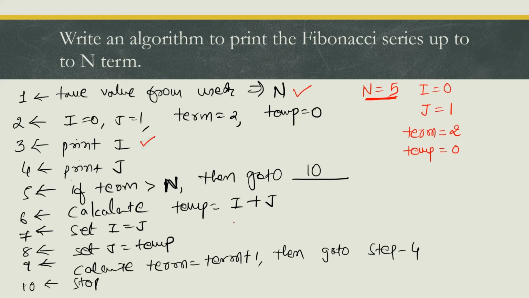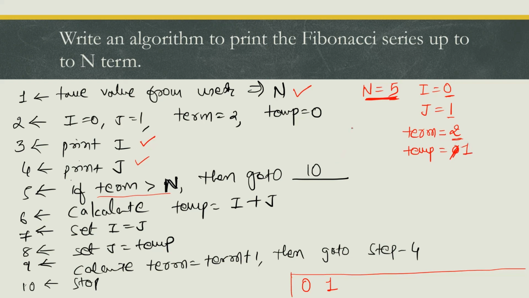Print I. I am printing output here. What is the value of I? 0. Print J. What is the value of J? 1. Check term is greater than n. What is the value of term? You can see 2. What is the value of n? 5. 2 is greater than 5? No. Then calculate temp is equal to I plus j. What is the value of I? 0. What is the value of j? 1. The value of temp would be 0 plus 1, 1.